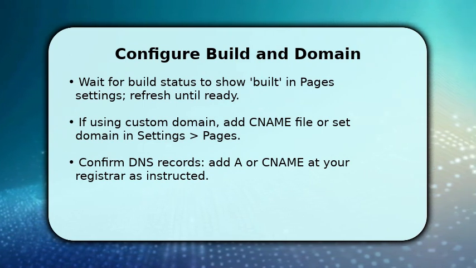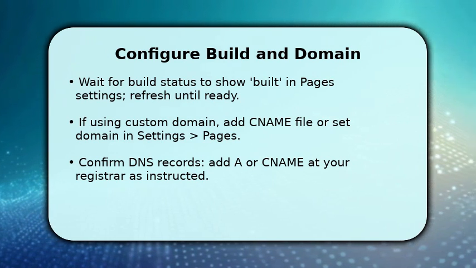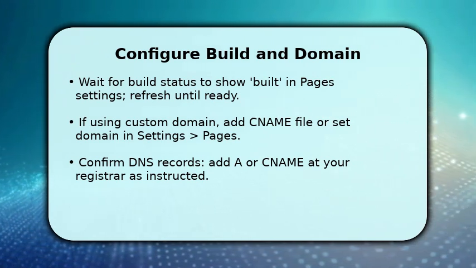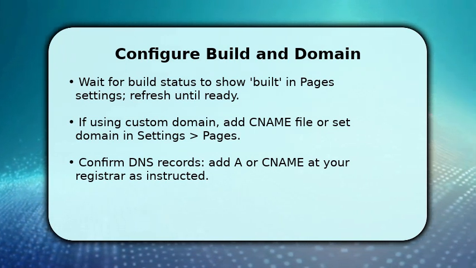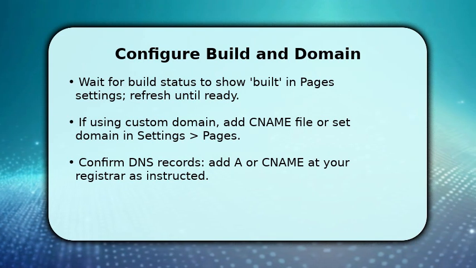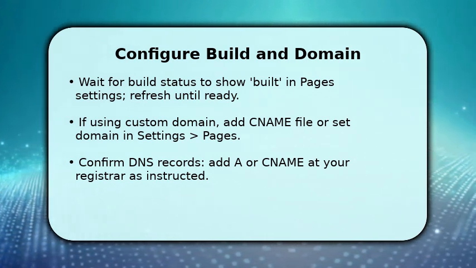For a custom domain, add a CNAME file to the repository or enter the domain in Pages settings, and then update DNS at your registrar. Add A records or a CNAME as instructed by GitHub. Make sure TLS is enabled, so the site uses HTTPS once DNS propagates.